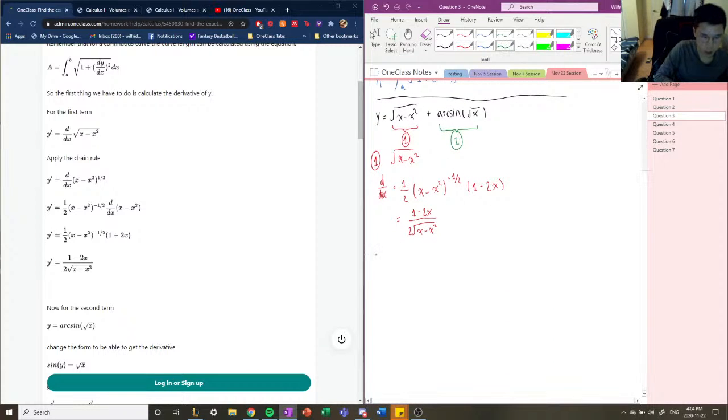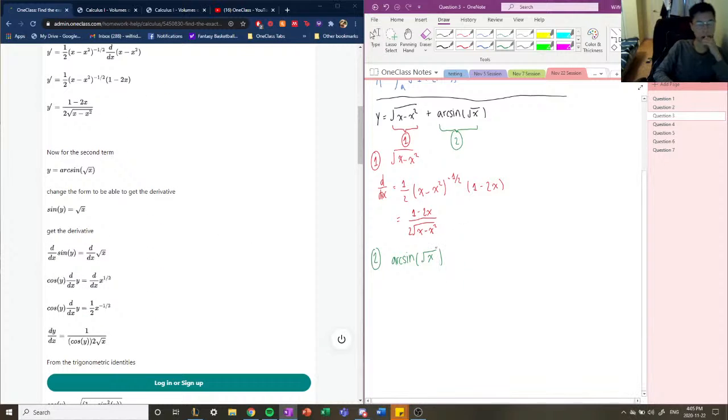So 2. All right, so 2 is a little bit more complicated, but we're going to get through this together. So we have arcsine of root x, okay? Let's put a y here too, why not? So we're going to get rid of this arcsine because it's really hard to derive arcsine. So we're going to apply the sine function to both sides. So we get sine of y equals root of x. So this is a little bit easier.